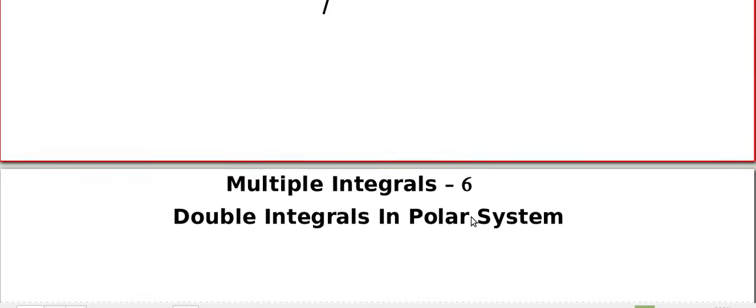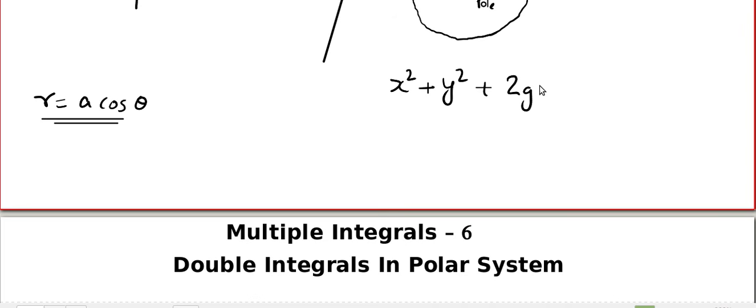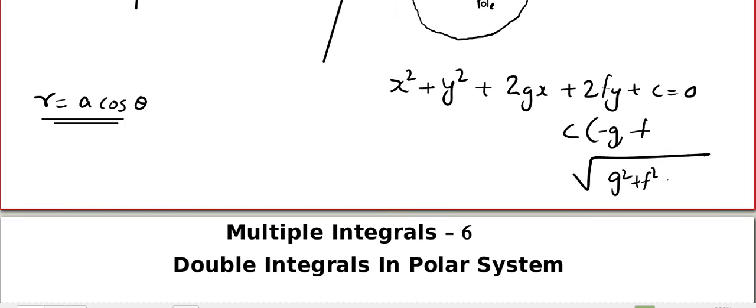Okay, now you can note one more thing, that is r is equal to a cos theta. Remember, r equal to a cos theta also represents a circle. If you want, I will transform this into Cartesian and show you. In Cartesian, x square plus y square plus 2gx plus 2fy plus c equal to 0 represents a circle with center minus g, minus f and radius root under g square plus f square minus c. I am sure you learned this in class 11.